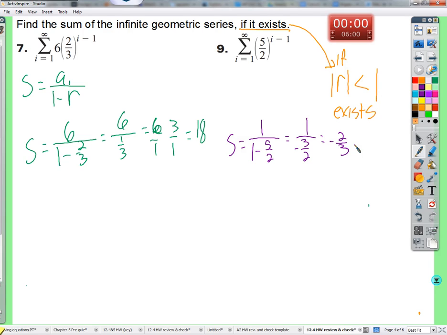So it's a tricky formula. It can be. You have to pay a little more attention to it before you just start plugging numbers in. You have to make sure that the absolute value of r is less than 1. Really, really key.